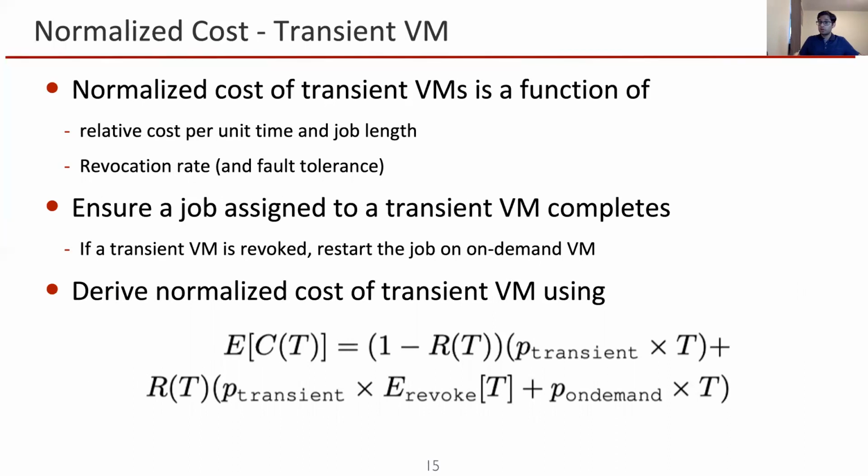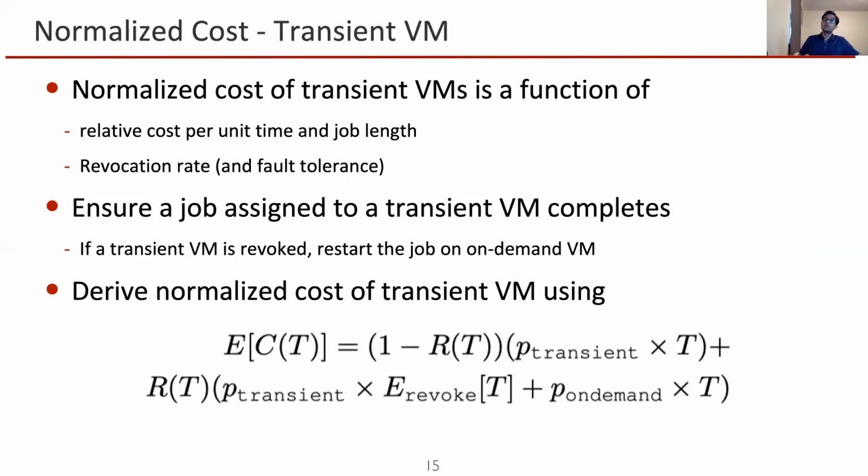Transient VMs are complex to model when it comes to normalized cost, as we need to consider job length, which prevents us from directly computing it under the assumption of fractional resource demand. For example, for the transient VM option, the longer the job runs, the higher the risk that the transient VM will get revoked, hence higher its normalized cost.